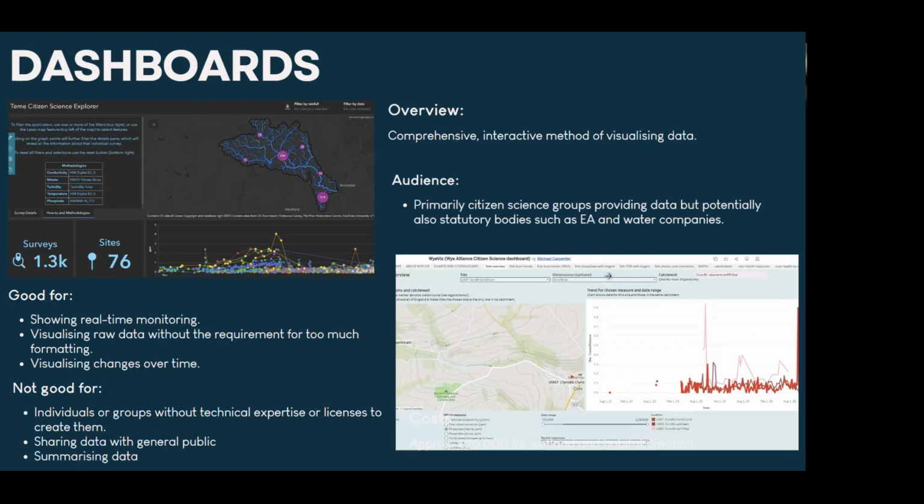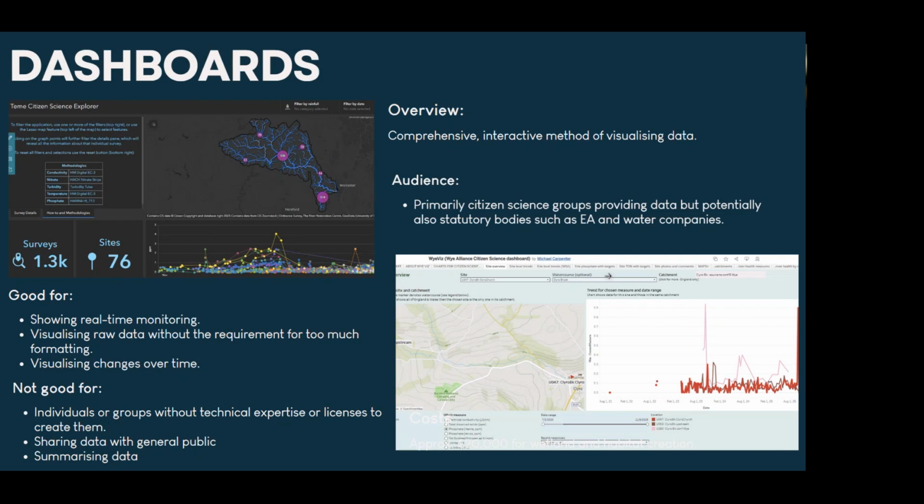So the second, slightly more involved method of visualization is the creation of data dashboards. So these can be very comprehensive and interactive ways of visualizing data. And depending how they are built, they can also sometimes automatically generate time series graphs from the raw data that's inputted.